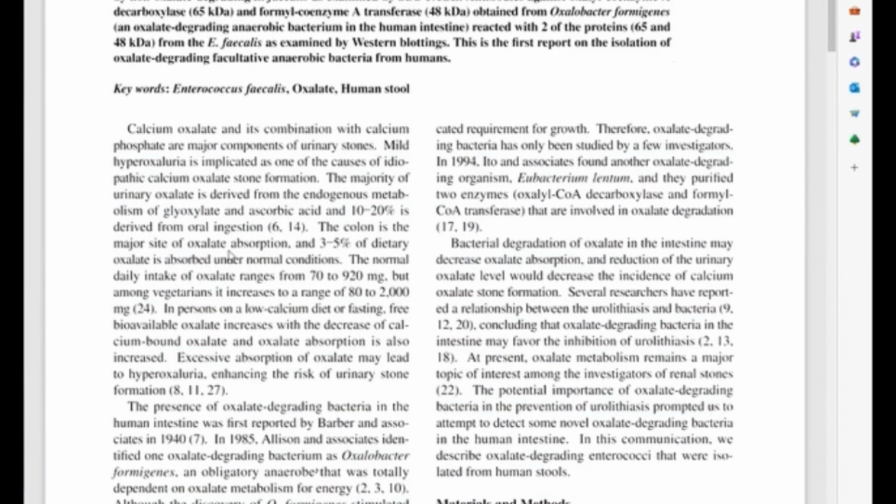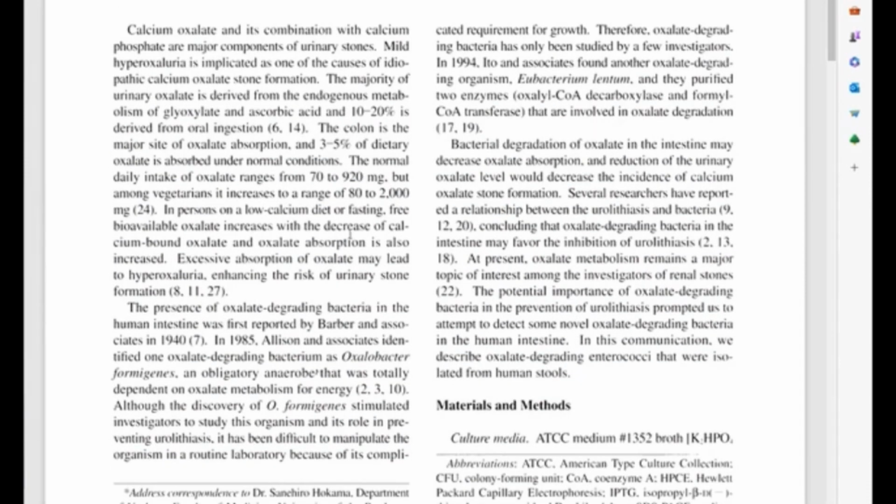The colon is the major site of oxalate absorption. 3 to 5% is absorbed under normal conditions, but the normal daily intake of oxalates ranges from 70 to 920 milligrams, but among vegetarians, it obviously is higher. It's 80 to 2000. On low calcium diets or fasting, free bioavailable oxalate increases, and the decrease of calcium-bound oxalate and oxalate absorption is increased. Excessive absorption of oxalate may lead to hyperoxaluria and enhance the risk of urinary stone formation.